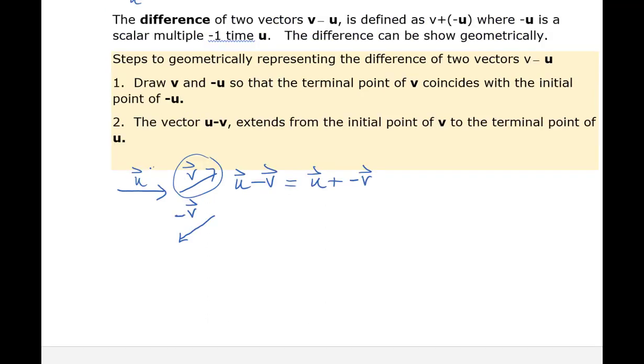Now I want to take this u and add it to the opposite of v, using the same strategy. I'm going to draw my u, and make sure that the initial side of the opposite of v coincides with the terminal point of u, and I would draw my vector. And now the resultant vector would go from the initial point of u to the terminal point of negative v, giving me u minus v.